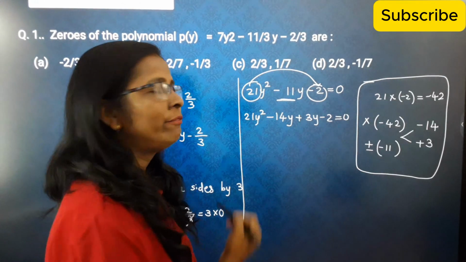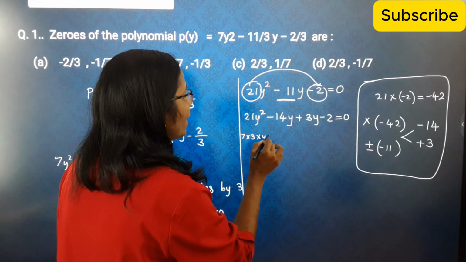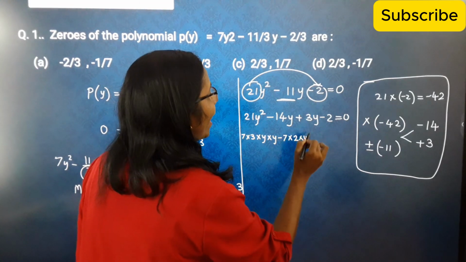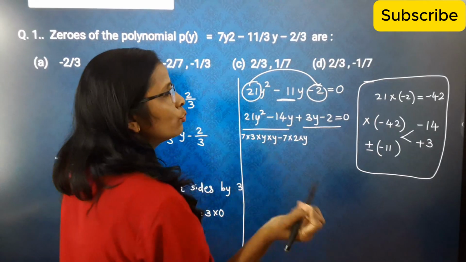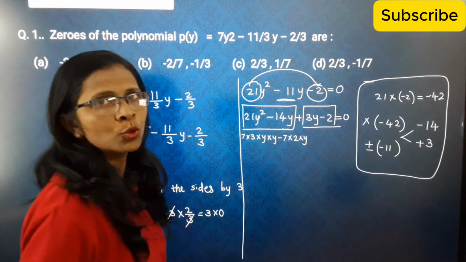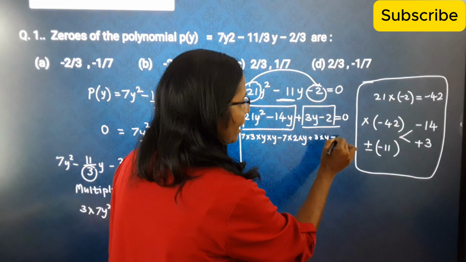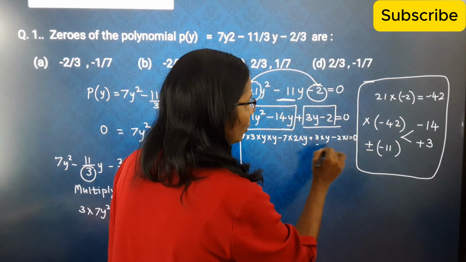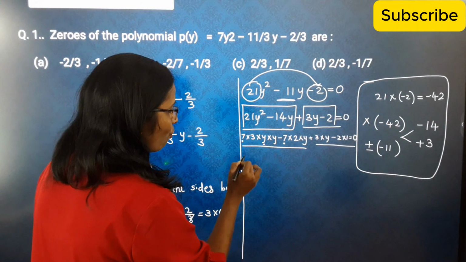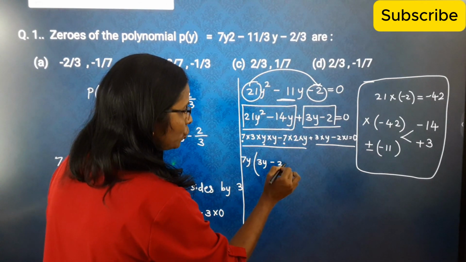Then factorize again. That means 7 threes are 21, y multiply y minus 7 twos are 14 multiply y, and make groups of these. First make a group of the first two terms, and then these two terms, and then factorize. Then plus 3 multiply y minus 2 multiply 1, which is equal to 0. Now the common factor from the first group is 7y, so 7y in the bracket 3y minus 2.